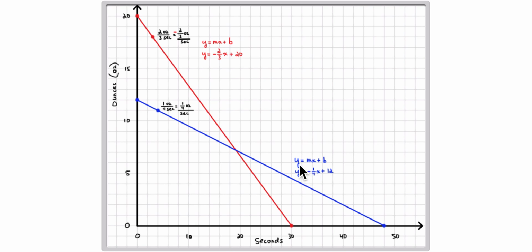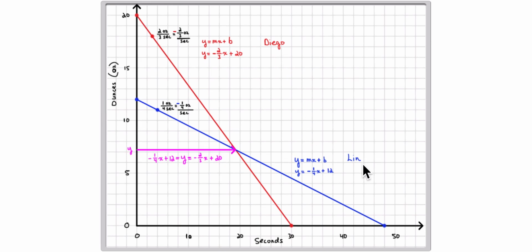Lynn, same form of the equation, y equals mx plus b, but her slope is a negative 1/4. And where does she start? She started at 12 ounces. So her y-intercept is 12 ounces. So you can use this information. This is Diego, this is Lynn.